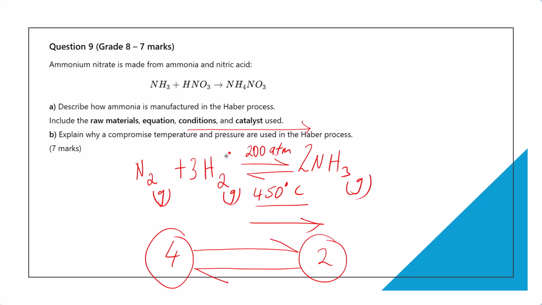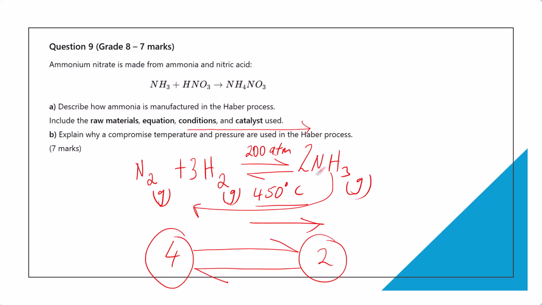Anything lower than 200, the problem is that the reverse direction is favored, and the ammonia you're producing is just going to be breaking back up again. If the pressure is lower than 200, the reverse direction will be favored. Do you see this?